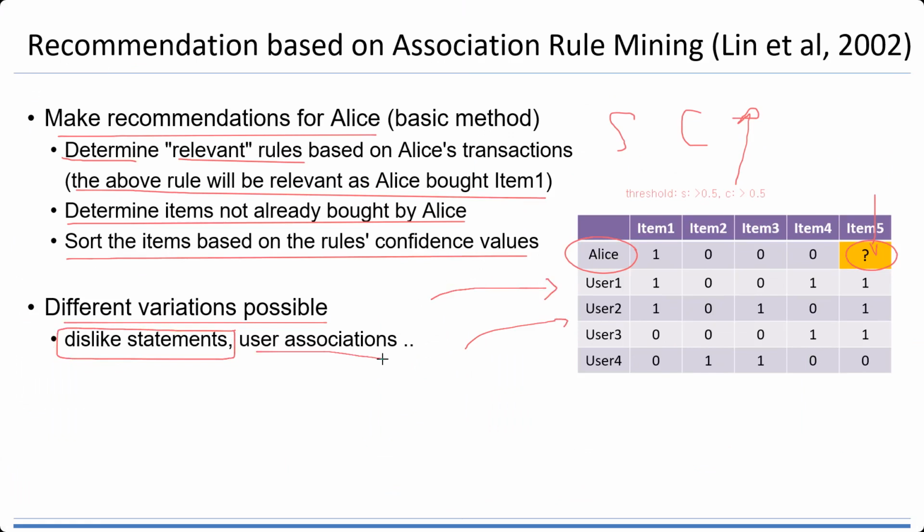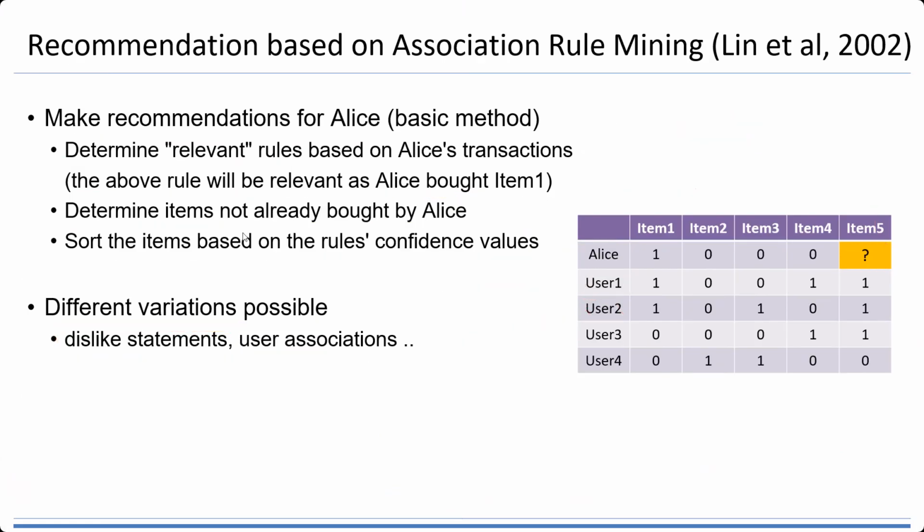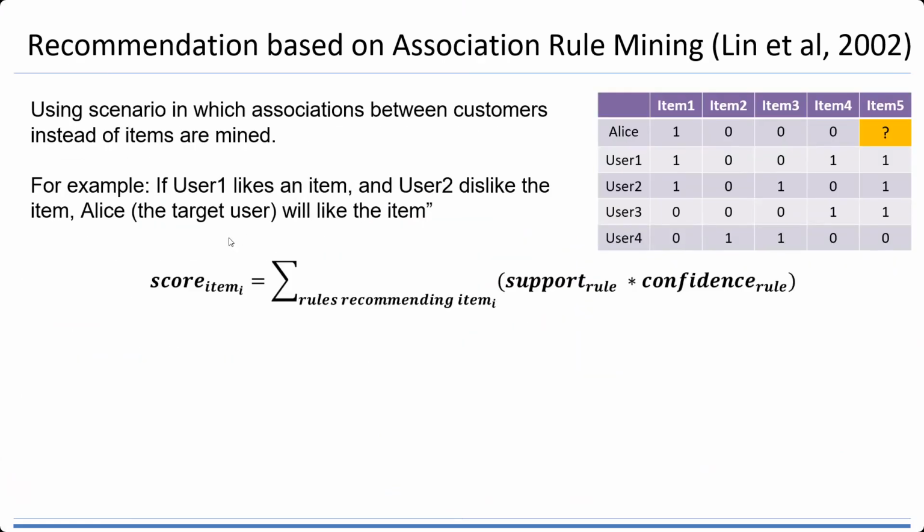For example, the user association. So I want to know whether user 1 is associated with user 2 and so on. Okay, so there are some variations for this one. So the idea is using the scenario in which association is between customers instead of items. So we want to look at the users and then we want to find the item correlation.